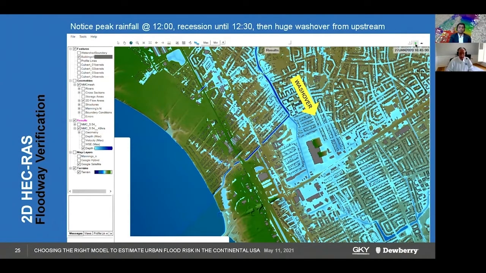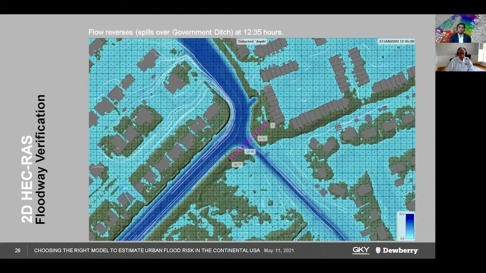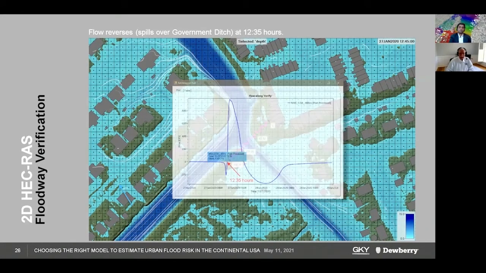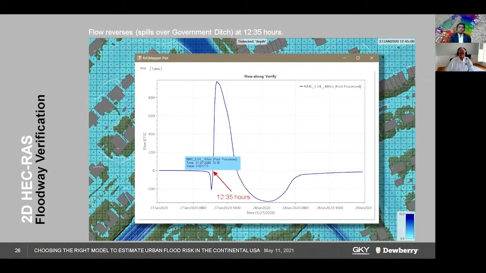But the only way you can really prove this in a 1D model, of course, is you have to assume the direction. And in this case, with the 2D model, you can actually prove that the flows go that way. So the whole game is being played on the terrain. And we can confirm exactly when that washover happens by drawing a transect in HEC-RAS and plotting the hydrograph at that point. And we can see that the flow is in the negative direction, which means in this case that it was flowing to the north, and then it reverses at 12 hours and 35 minutes and flows to the south. So we're able to get very, very precise with the HEC-RAS 2D modeling.